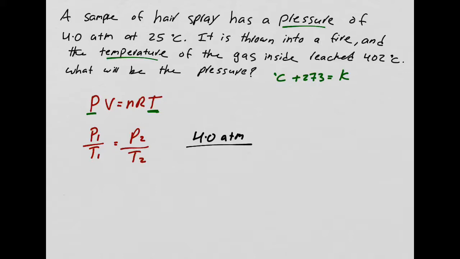In that case, I have to add 25 to 273, and I get 298 Kelvin. I don't know what my pressure is going to be, but my temperature reached 402 plus 273, which is 675 Kelvin. I'm going to solve for P2. If I do that, I get 9.1 atm.